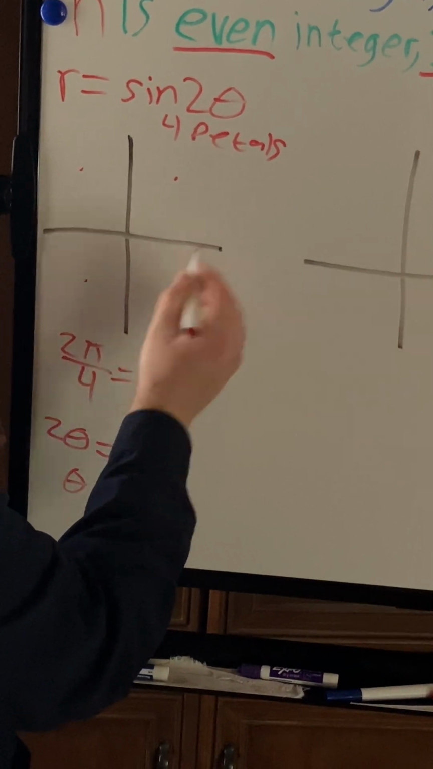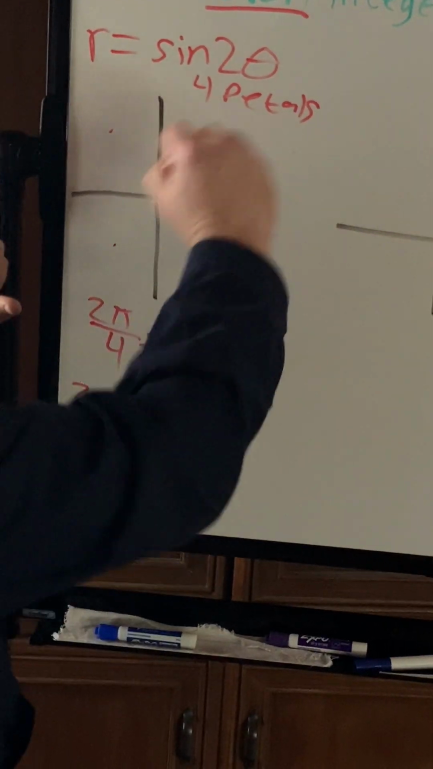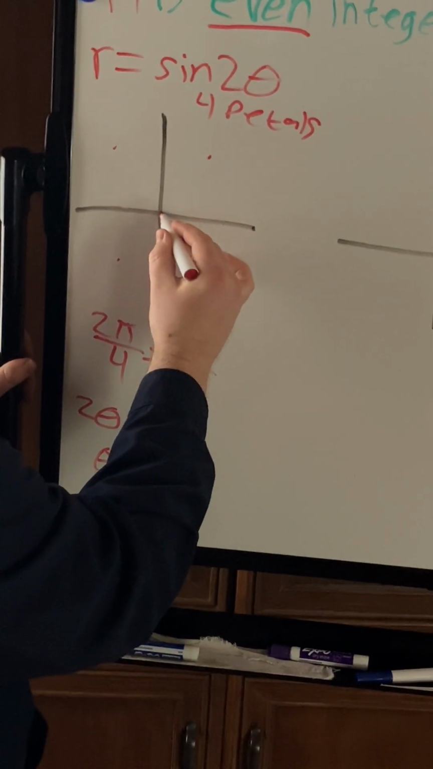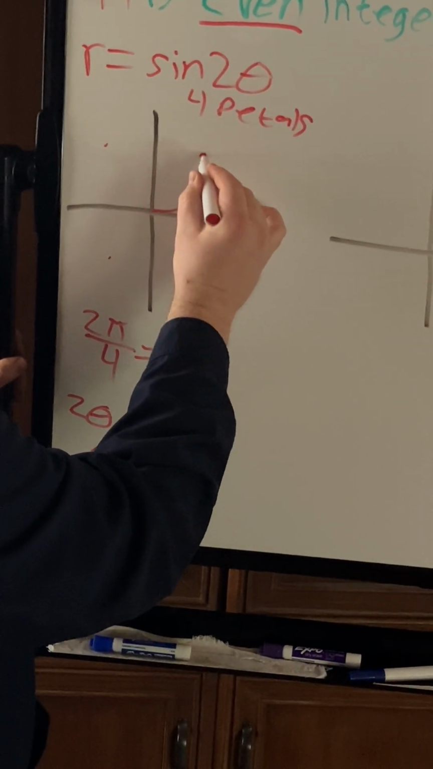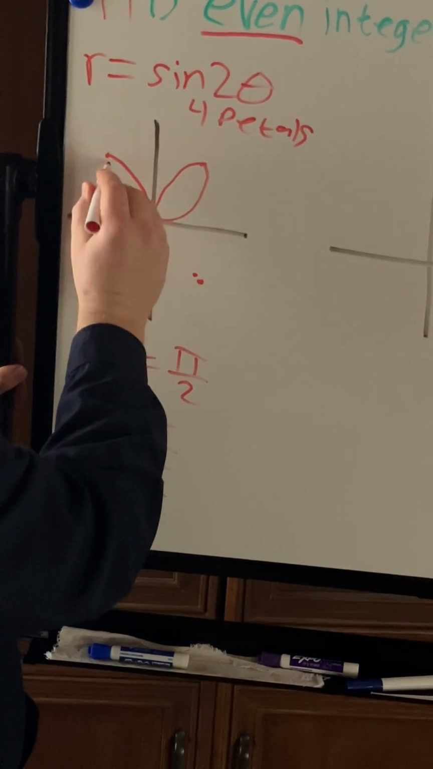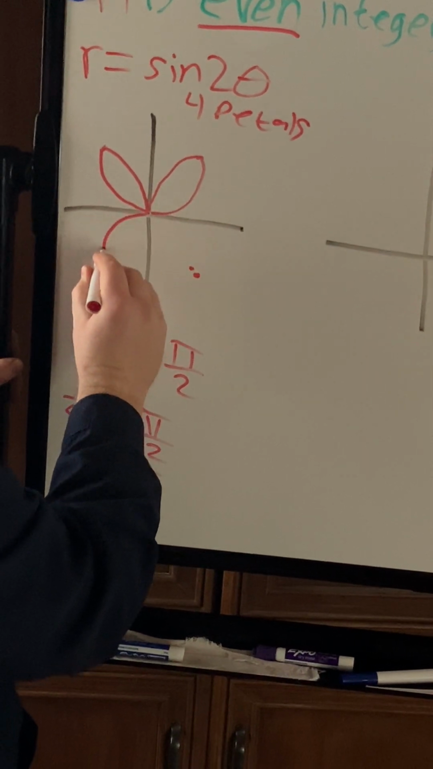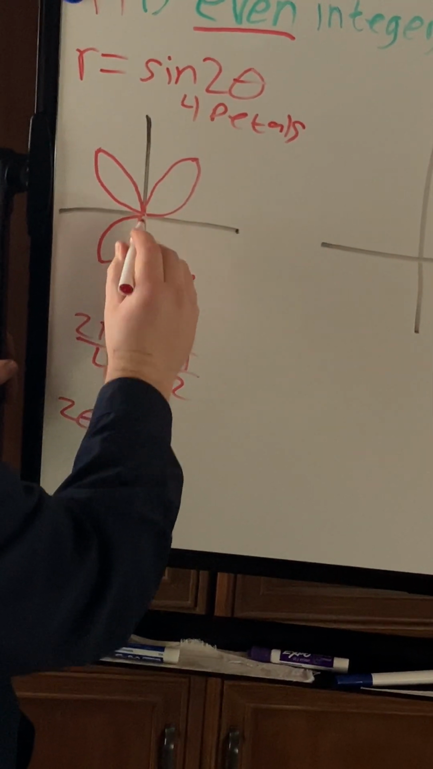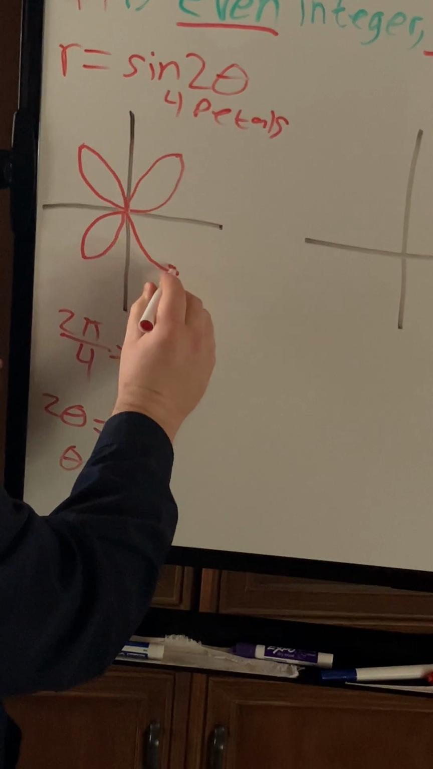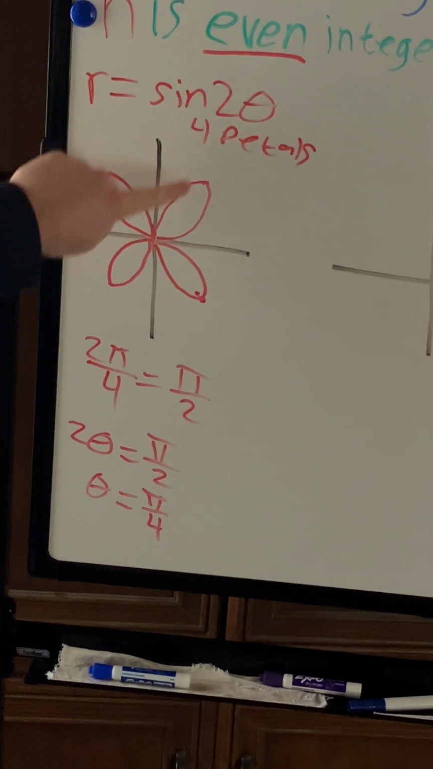So this is pretty straightforward. They're all just going to be at the 45 degree angles, right? So we're going to have 1 like that, and then 2, and then 3, and then 4. Sine 2 theta, 4 petals.